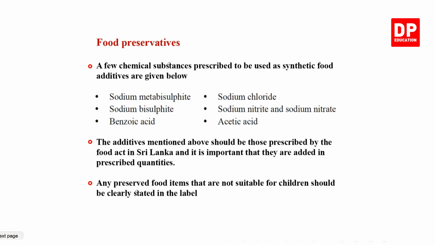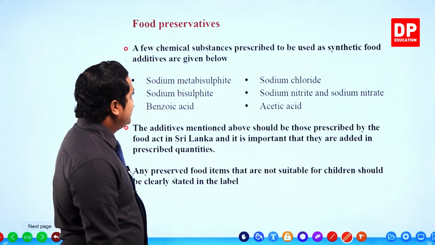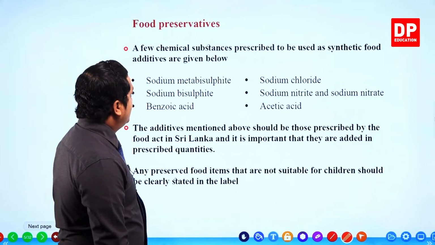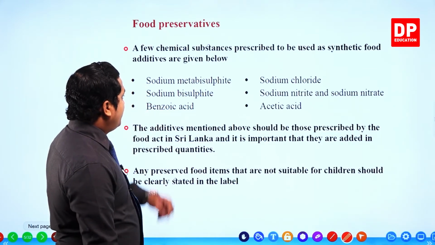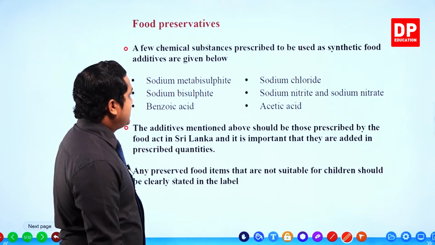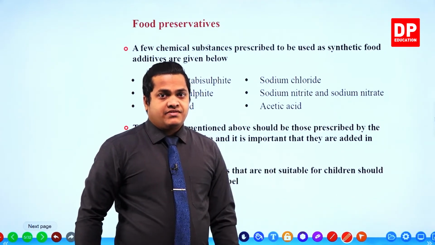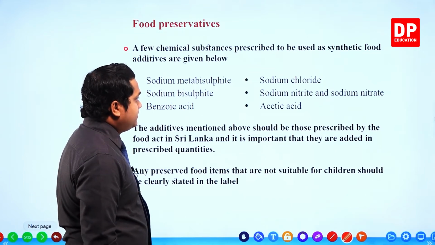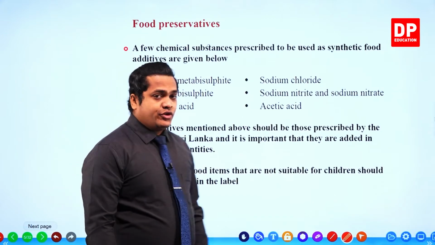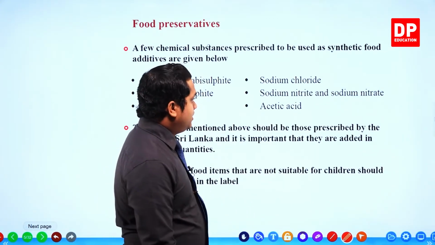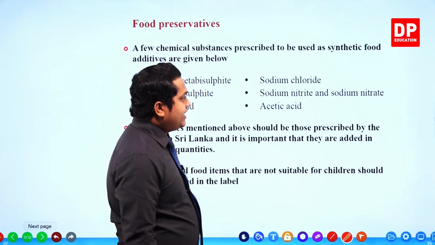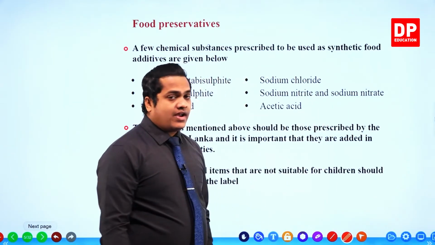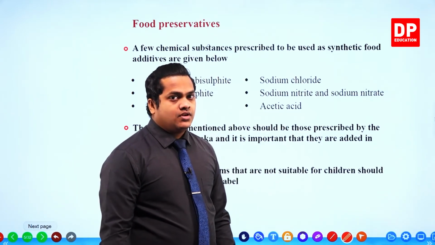So now we are going to take several examples related to preservatives. A few chemical substances prescribed to be used as synthetic food additives are given below. Number one, sodium metabisulfite, a type of preservative. Then sodium bisulfite. Then benzoic acid. Sodium chloride, I told you about sodium chloride earlier also. It's the common salt. Sodium nitrite and sodium nitrate, two different chemical substances which have sodium.